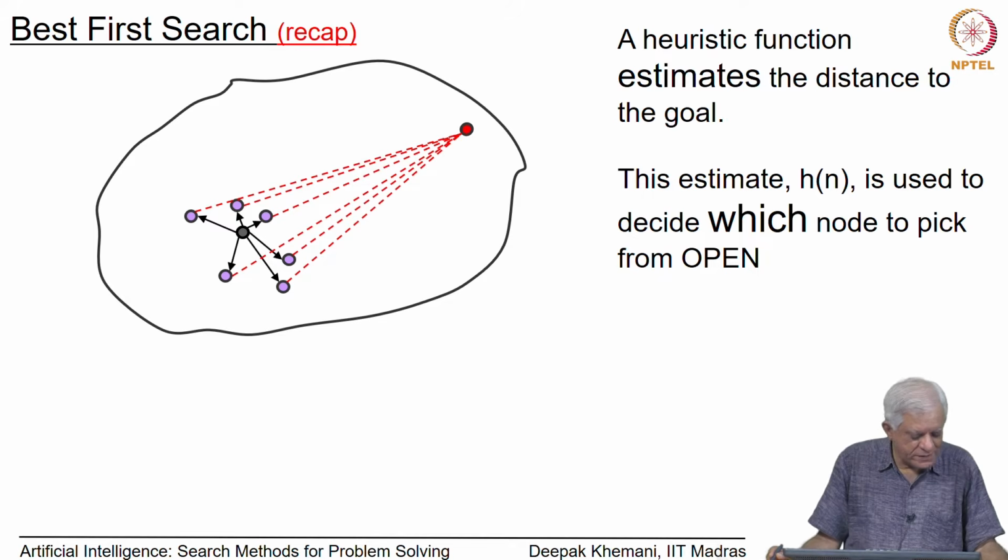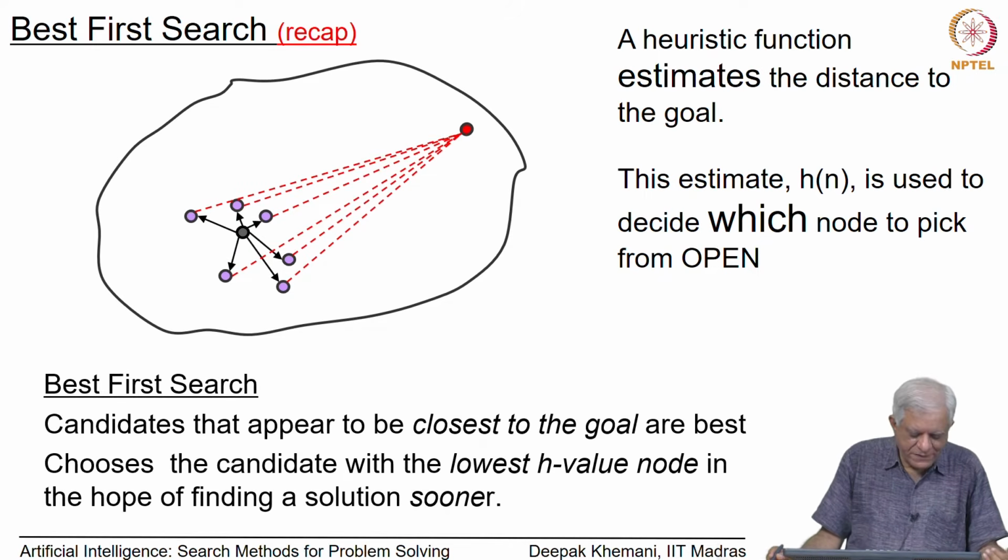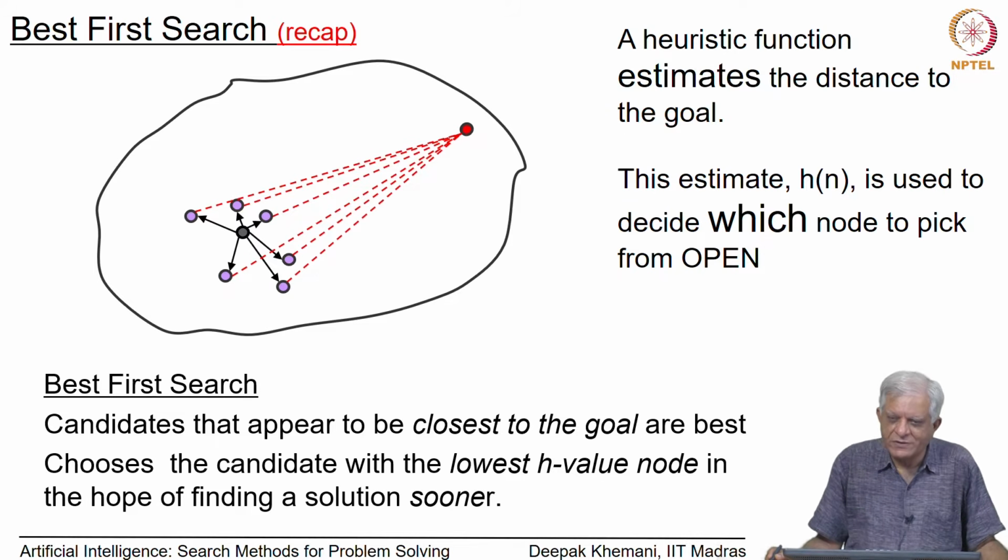So, maybe that is the one that you should explore, and the strategy behind best first search is that candidates that appear to be closest to the goal are the best. It does not care about how much expenditure or cost was made for reaching that particular node. It only looks at all the candidates and says okay, this is the one which is closest to the goal and expands that. So, it chooses the candidate with the lowest heuristic value, and in that way pushes the search hopefully towards the goal node, provided that your heuristic function is a good function.